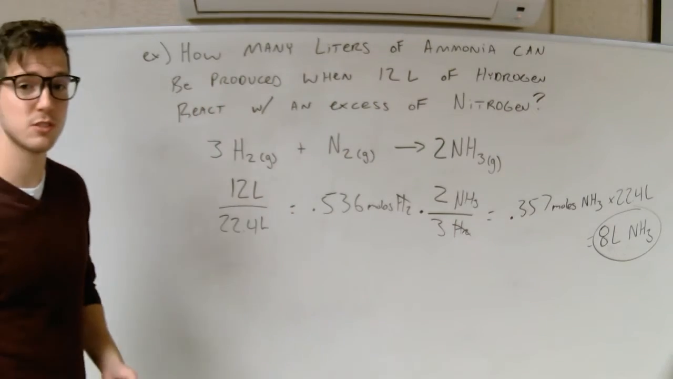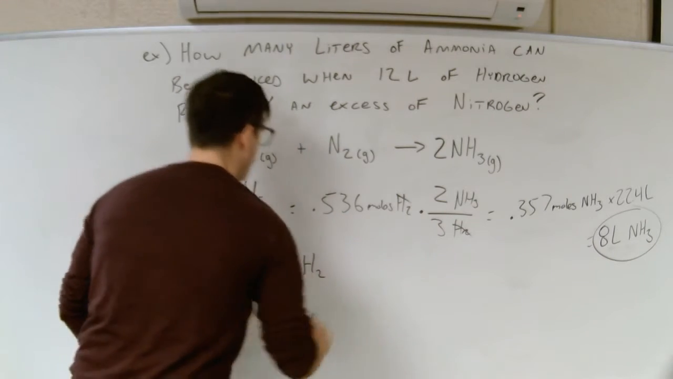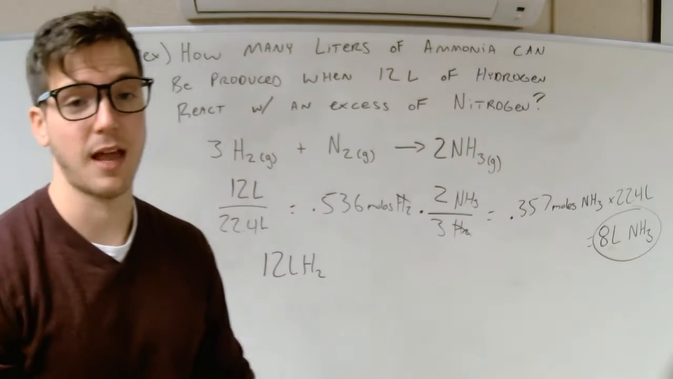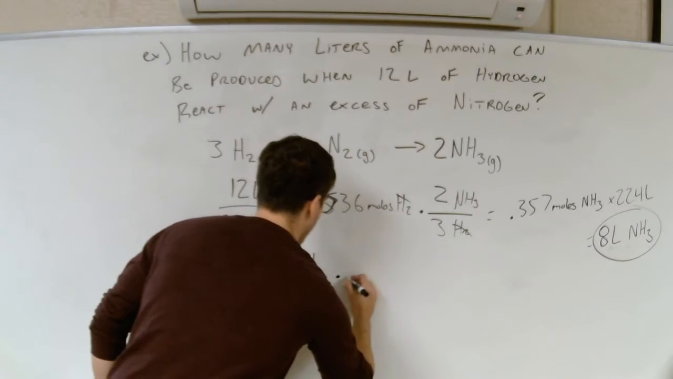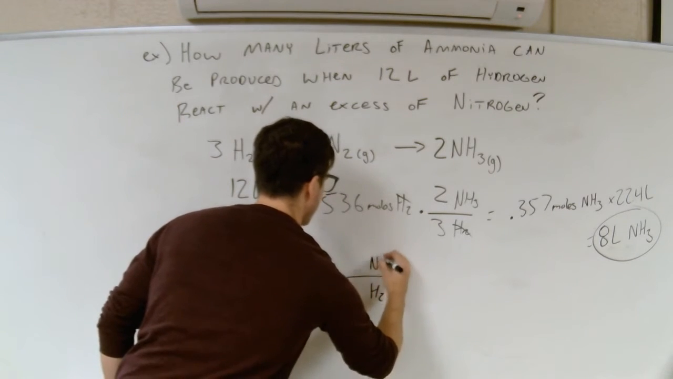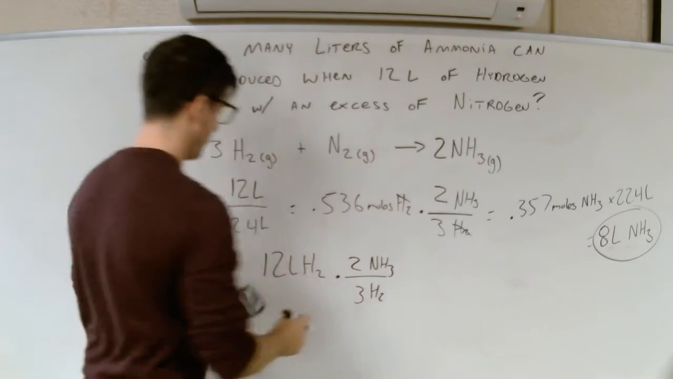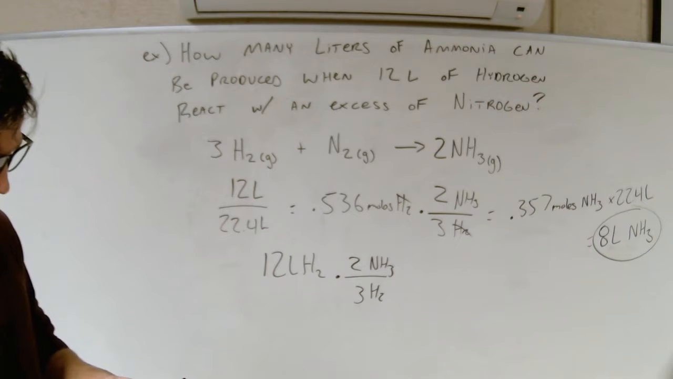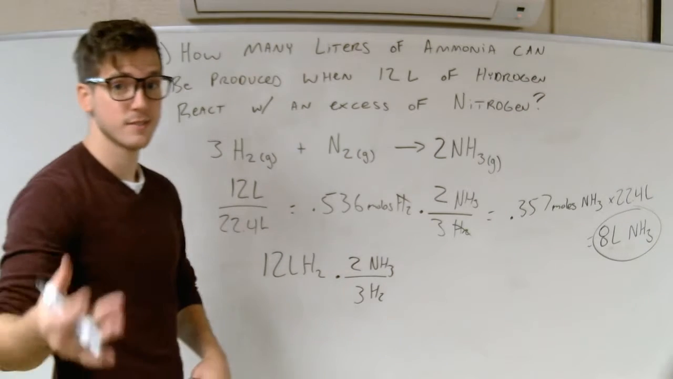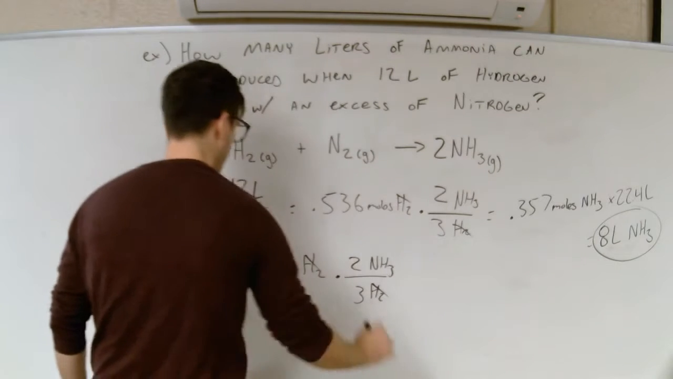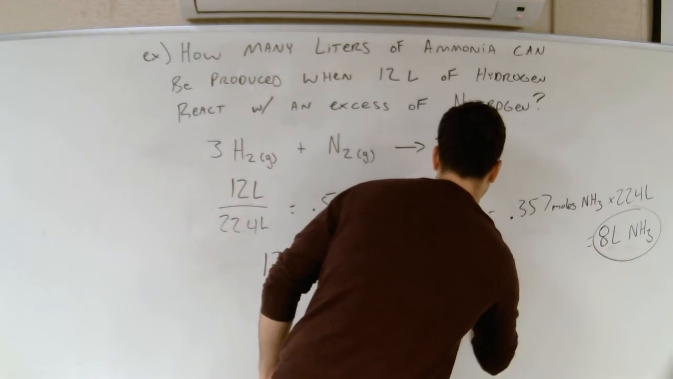So let's just do this the quicker way, which we have 12 liters of H2. I know that I'm just going from liters of H2 to liters of ammonia, so I know I could just go straight to the mole ratio, which is 2 to 3. 12 times 2 is 24, divided by 3 is 8. So I would have 8 liters of NH3.